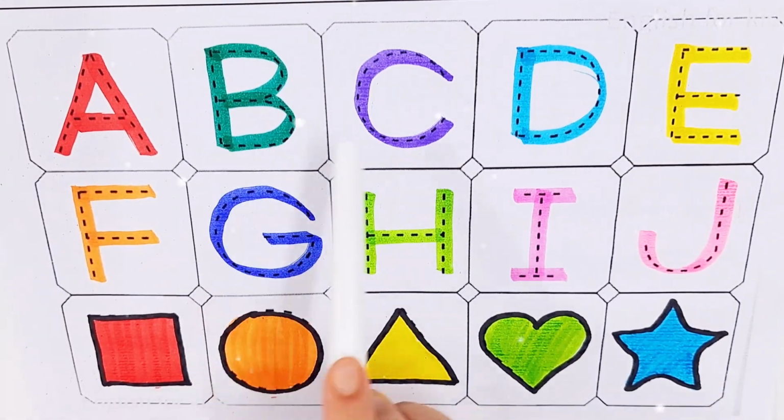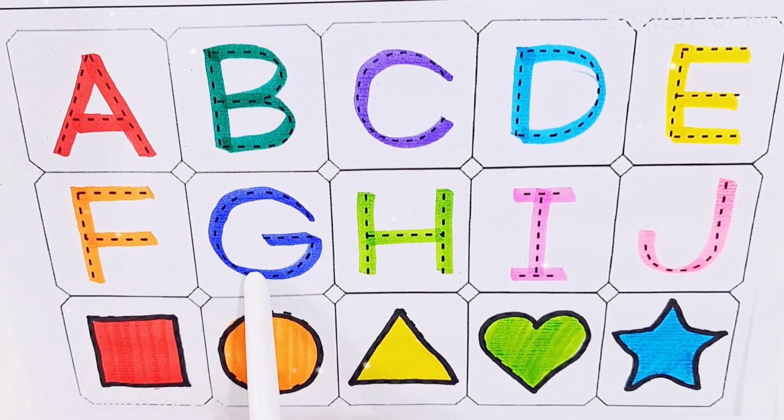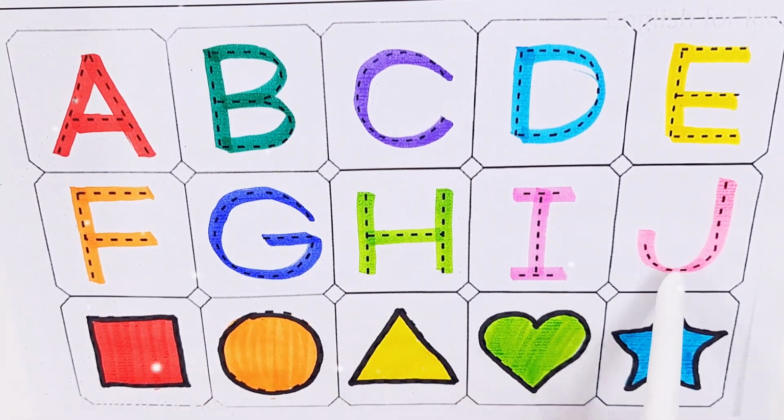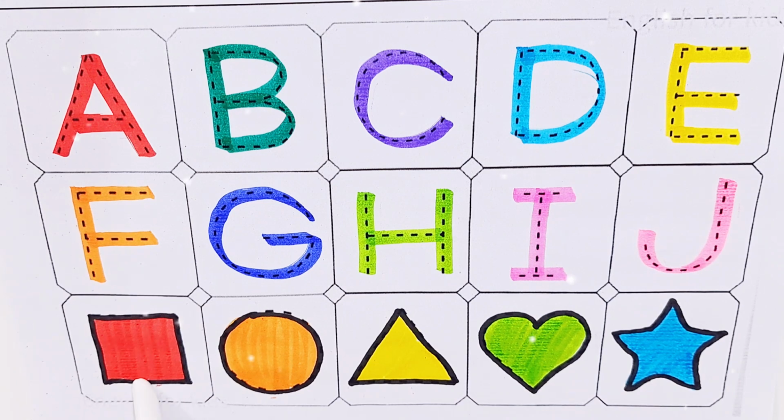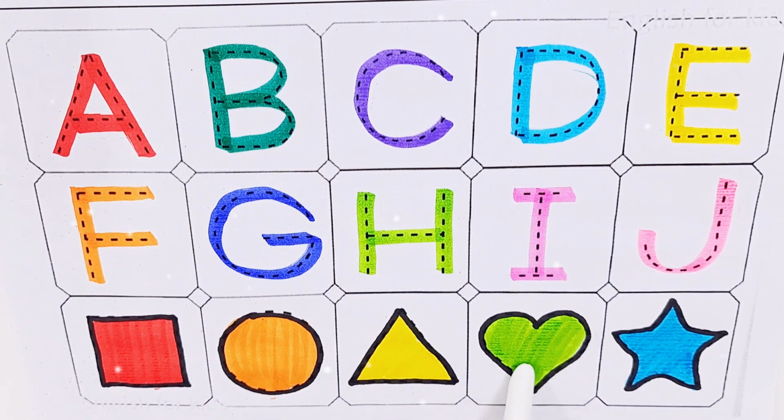A, B, C, D, E, F, G, H, I, J. Square, circle, triangle, heart, star.